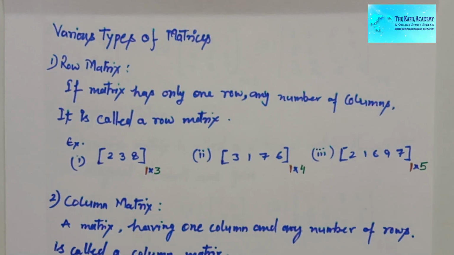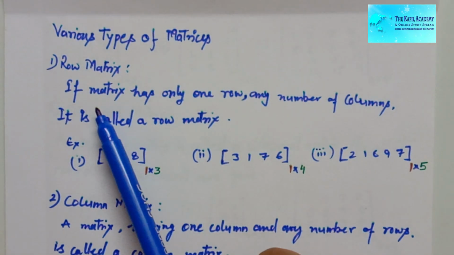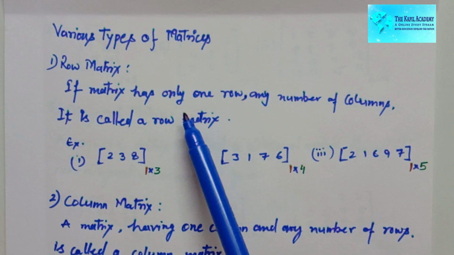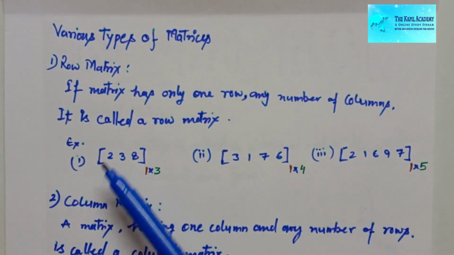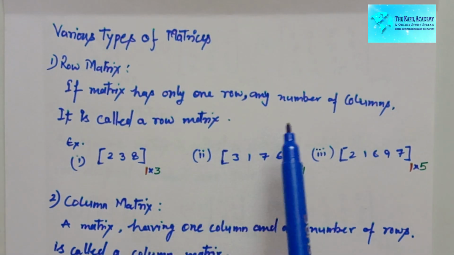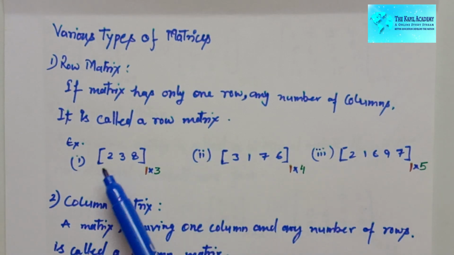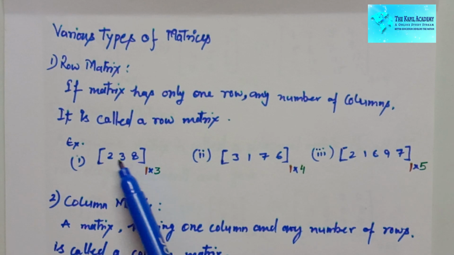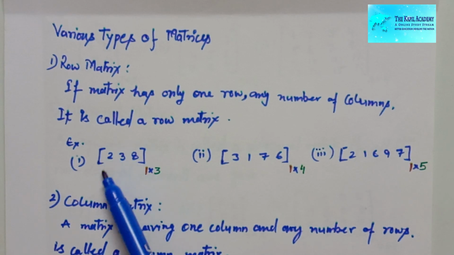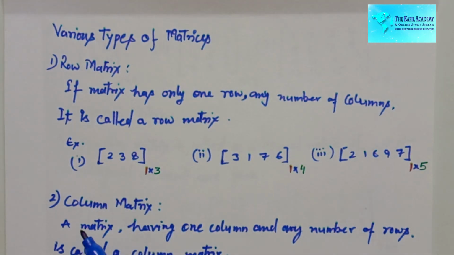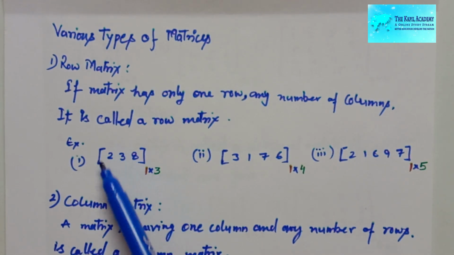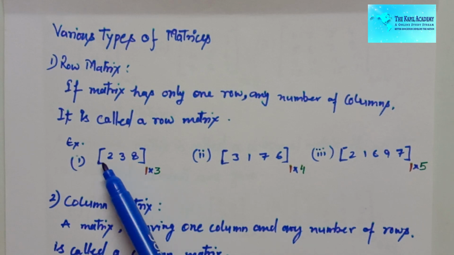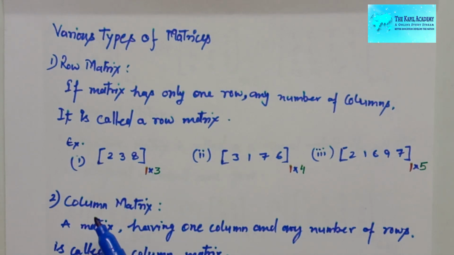Now we will discuss the types of matrices. First is the row matrix. If a matrix has only one row and any number of columns, it is a row matrix. I have arranged 3 elements in one row, where we have 3 columns but only one row. So 1 by 3 is the dimension of this row matrix.